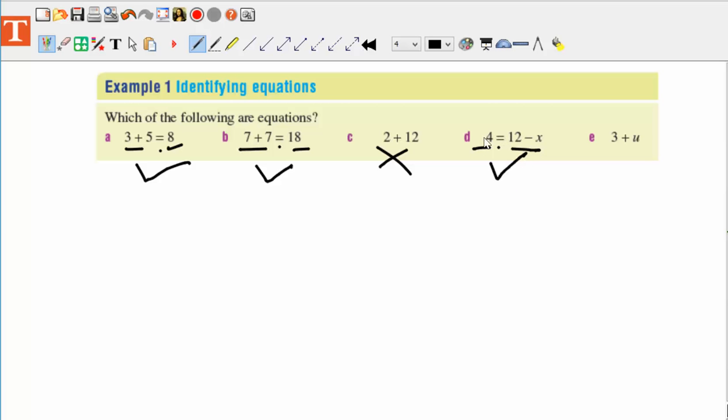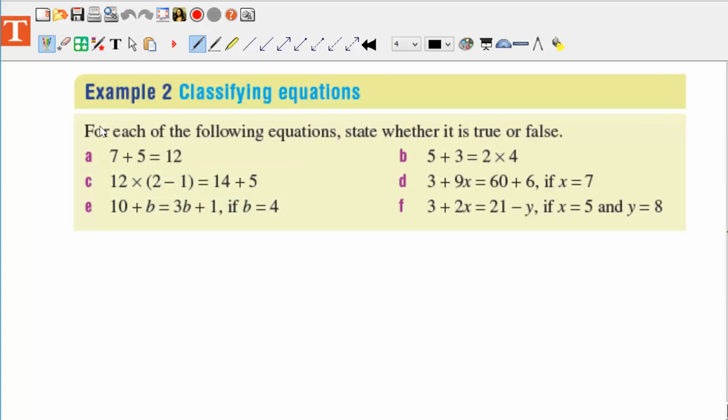So provided it's got an equal sign, something on the left of it, something on the right of it, it is an equation. 3 plus u, there's no equal sign, so there's no left or right sides, so that is not an equation. Okay, hope that makes sense. Next one, for each of the following equations, state whether it is true or false.